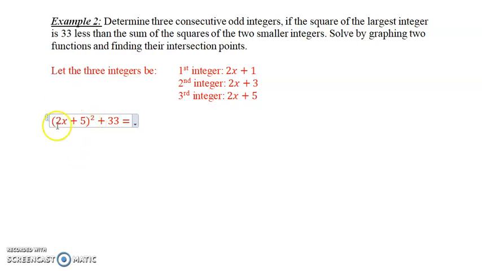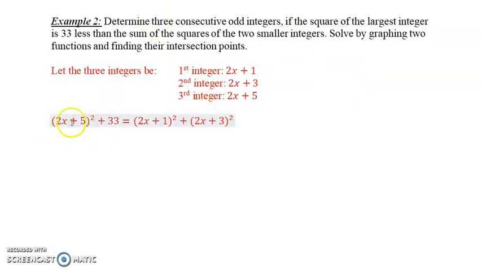Because if this here is 33 less than the right-hand side, so it equals the sum of the squares of the 2 smaller integers, so the first integer and the second integer there. I'd have to add the 33 to make this smaller. If I subtracted 33, that would make it 33 larger. So it's the opposite of which way you want to think. Okay? And it's solved by graphing 2 functions.